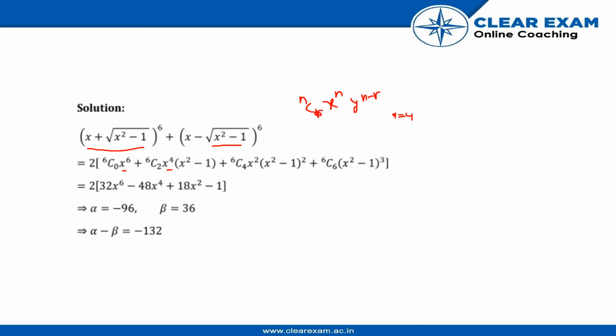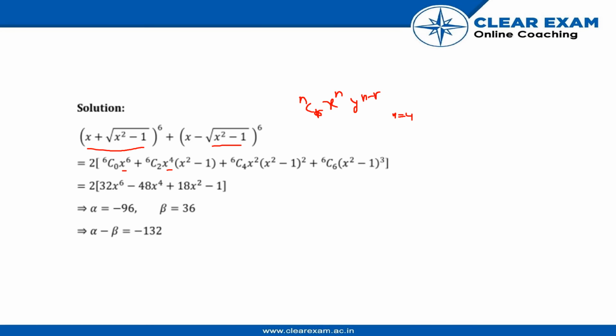So first one we have 6C0, x to the power 6, y to the power r, which is 0. Then we have 6C2, x to the power n minus r, which is 6 minus 2, 4, and y to the power r, which is under root of x square minus 1, this whole square. This root goes away, so this is x square minus 1.